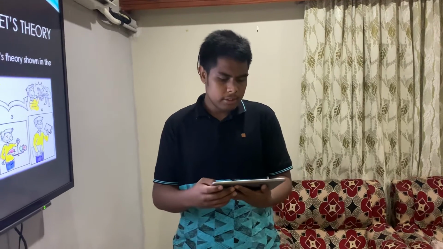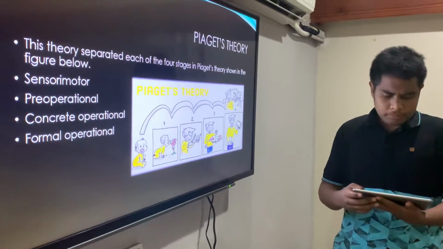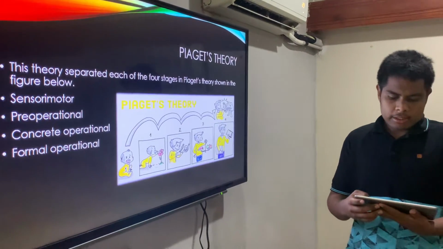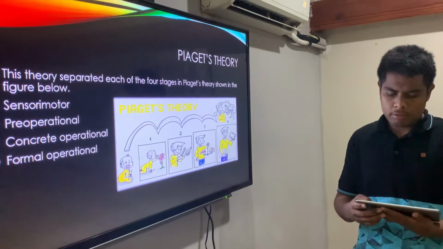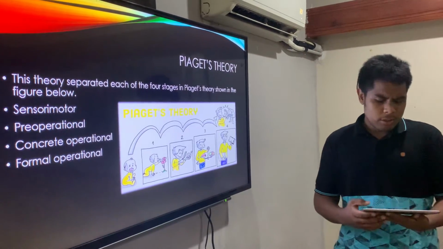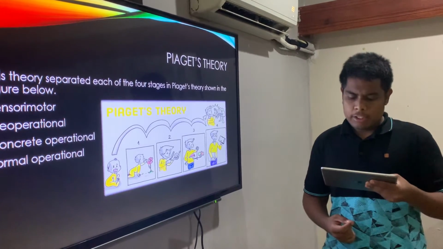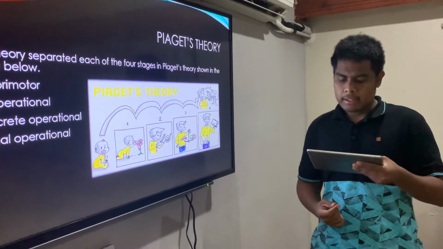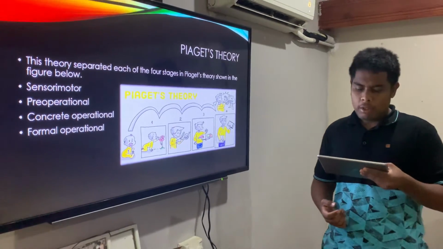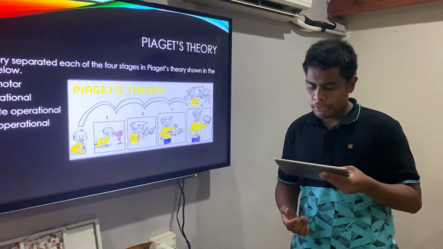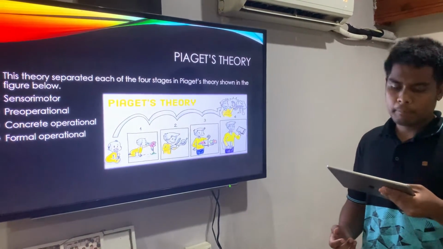The third one is the concrete operational stage. This stage is the age of 7 to 11 years, when a child will become more focused and logical compared to the pre-operational stage. This stage describes a child that attends school, where he or she more familiarizes themselves with the environment and knows different things as they differentiate them.